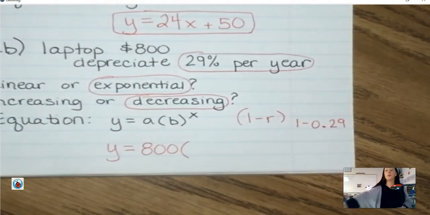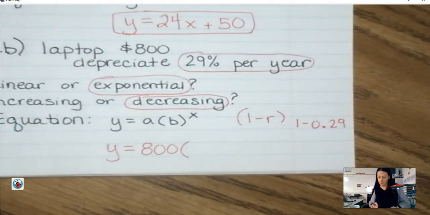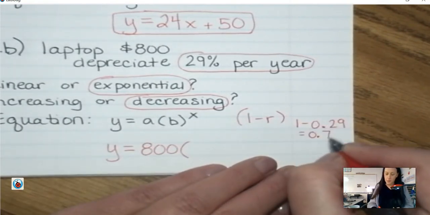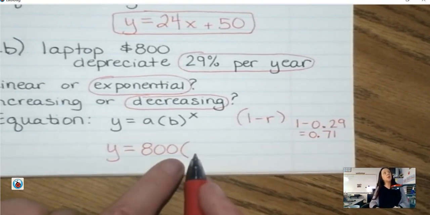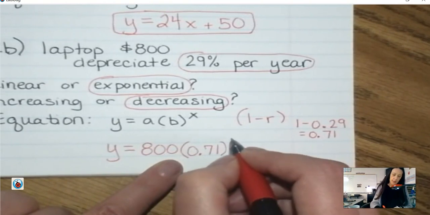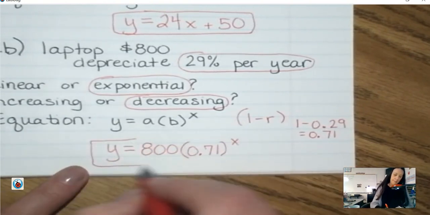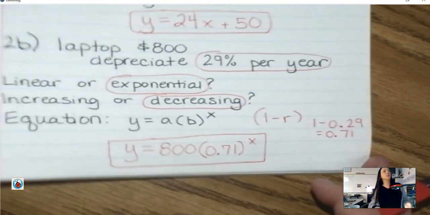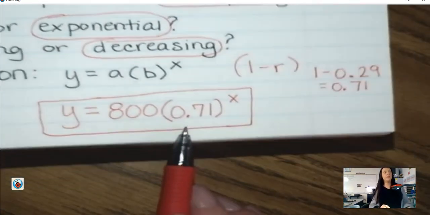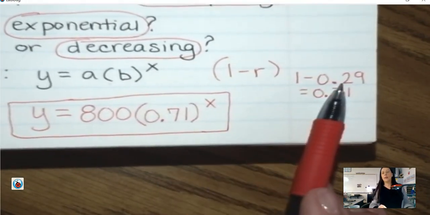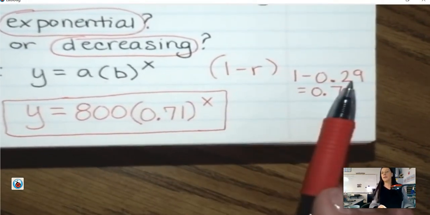In your calculator, do 1 minus 0.29, and you get 0.71. So that's what's going in the parentheses. And then it's raised to the x power. So your b value is 0.71, and I got that number by doing 1 take away 29%, so 1 take away 0.29.